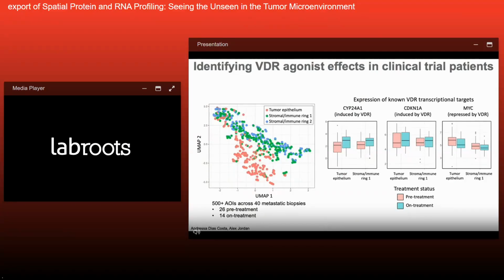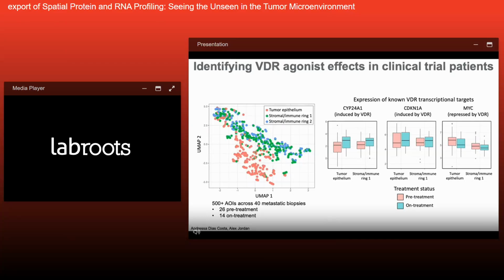Once we had completed our pilot studies, we next turned to analyzing specimens from the trial. These results show what we found across our first 40 metastatic biopsies, including 26 pretreatment and 14 on-treatment biopsies. The UMAP on the left shows the same analysis breaking out tumor epithelium and then stromal and immune rings, and showing that, again, there are two major axes that tend to differentiate these, a basal classical axis and then also an epithelial versus stromal immune axis. One of the first things we wanted to ask is whether VDR agonism is actually changing signaling within these different compartments. And fortunately, a lot is known about the downstream transcriptional targets of vitamin D signaling, and so we picked out some of these and started to look at them.